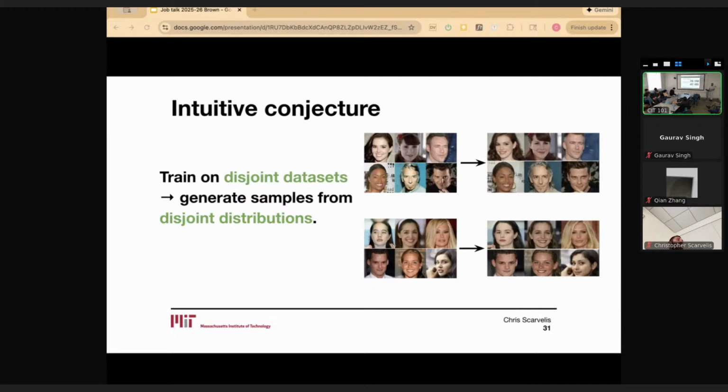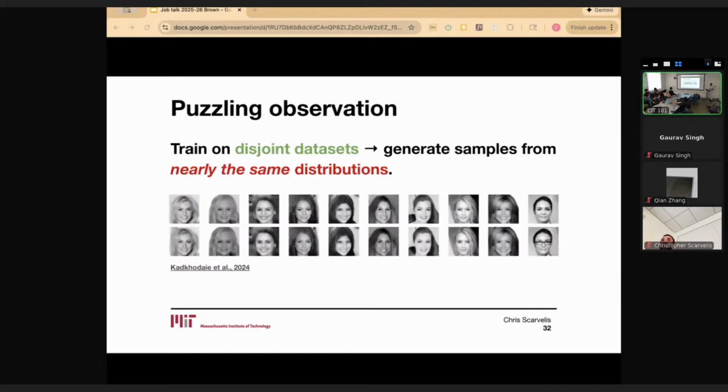Now, this paradox might lead you to believe that at the very least, diffusion models should depend strongly on their training sets in practice. In particular, suppose we train two diffusion models on disjoint data sets. It seems reasonable a priori to expect that each of these models would generate samples from different distributions. But even this turns out to be false. And in fact, my colleague Zara recently discovered that models trained on disjoint datasets can generate nearly identical samples. You can see examples on this slide where each row corresponds to a diffusion model that was trained on a different dataset.